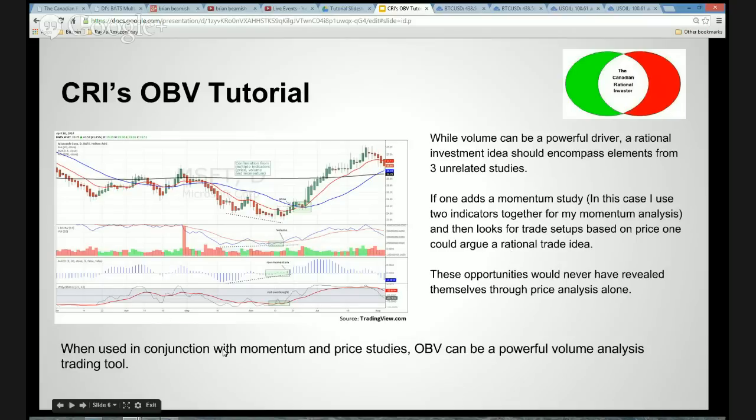When used in conjunction with momentum and price studies, OBV can be a powerful volume analysis trading tool. As you've probably heard me say a few times through this tutorial, really try to layer your indicators from different schools of thought to confirm the trade idea. As you can see here, we had the volume divergence and the breakout. We also had a nice momentum divergence, with Willie in our condition, very oversold. And then, of course, we had a nice price breakout here. Put it all together, and we have a pretty good trade idea. And sure enough, up goes price.